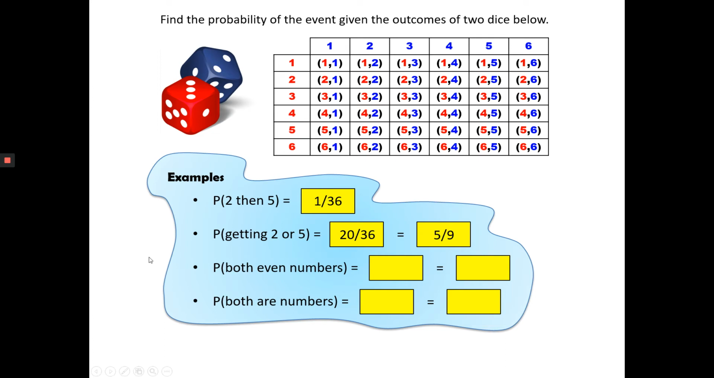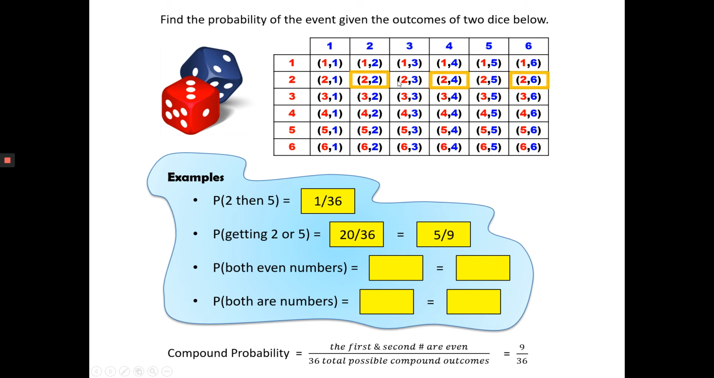Now for this third problem right here, we're going to take a look at the fact that both numbers are going to be even numbers. So what's the probability that the first and second number are both going to be evens? If we're looking at the first die, the even numbers are 2, 4, and 6. If we have a 2 come first, where do you see the other ones being even? It's going to be 2, 2; 2, 4; and 2, 6. 5, 3, and 1 are going to be odd numbers, and we're looking for both of them being even.